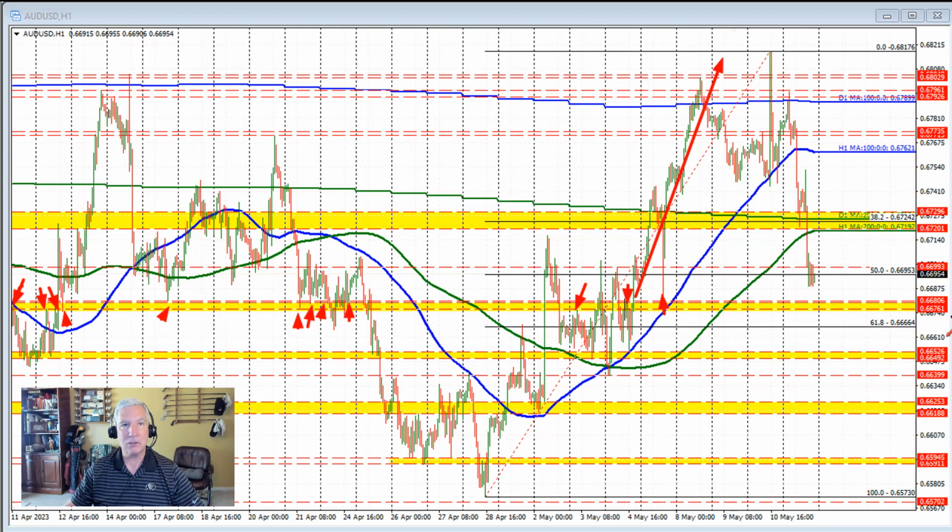So getting below this 0.6676 to 0.66806 level would open the door for further downside in the Aussie versus US dollar, looking then toward the 61.8% retracement at 0.6666. That's an ominous number, but it's real. That would be the next target on the downside on further momentum.